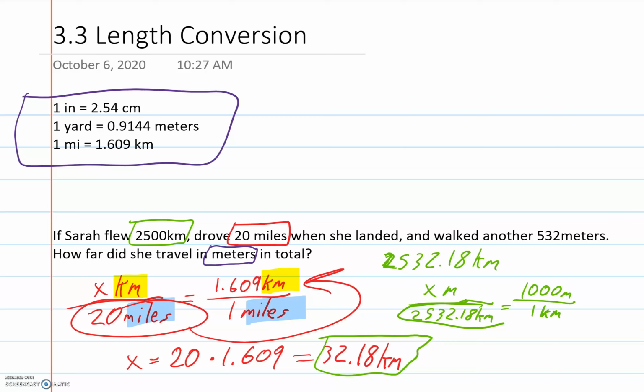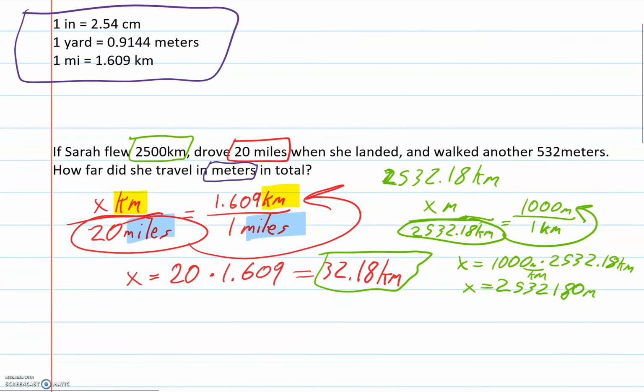So if we take this and move it on top onto the other side, which is what we do every single time, every single question, we will have 1,000 times 2,532.18 kilometers. This is meters per kilometer, so those cancel. But anyways, we're left with x equals 2,532,180 meters. This is a pretty big number.